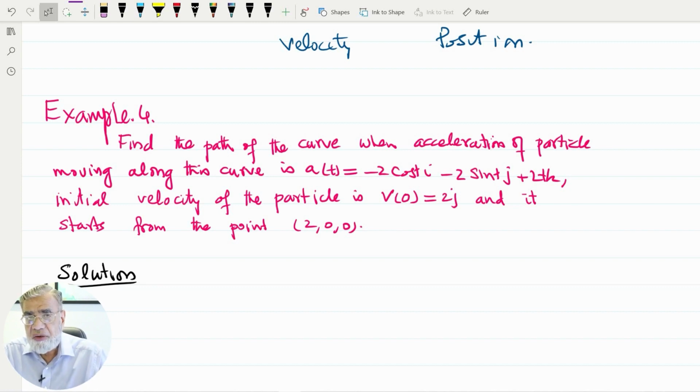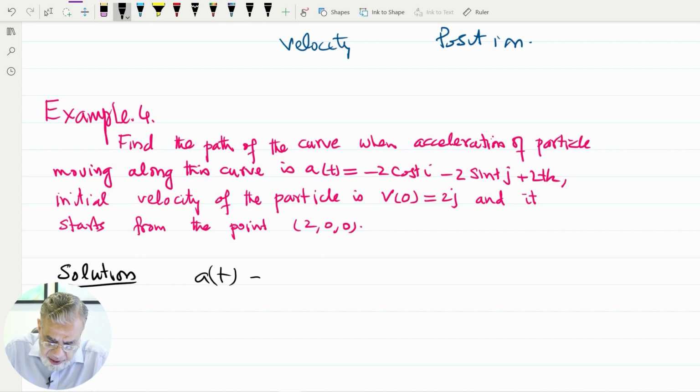We are given the initial velocity, and we are given the initial position vector. With the help of these, we are able to find the constants of integration, and then we can get the vector valued function. So let us see. Here the acceleration is given by a of t, which is minus 2 cosine t i minus 2 sine t j plus 2t k. I want to find the velocity vector v of t.